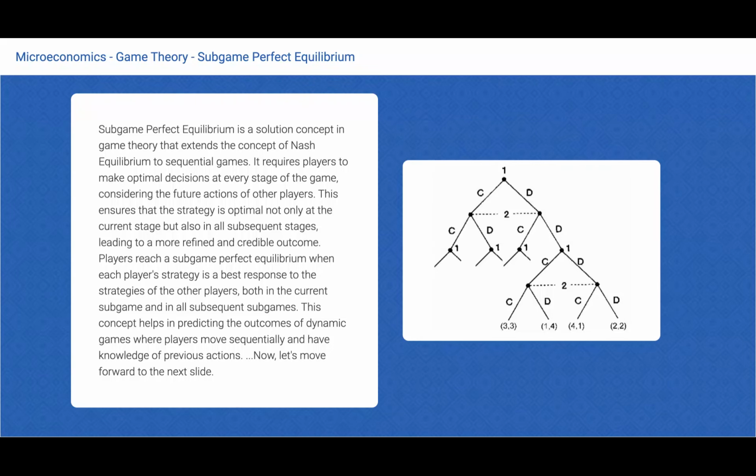Players reach a sigma-perfect equilibrium when each player's strategy is a best response to the strategies of the other players, both in the current sigma and in all subsequent sigmas. This concept helps in predicting the outcomes of dynamic games where players move sequentially and have knowledge of previous actions.